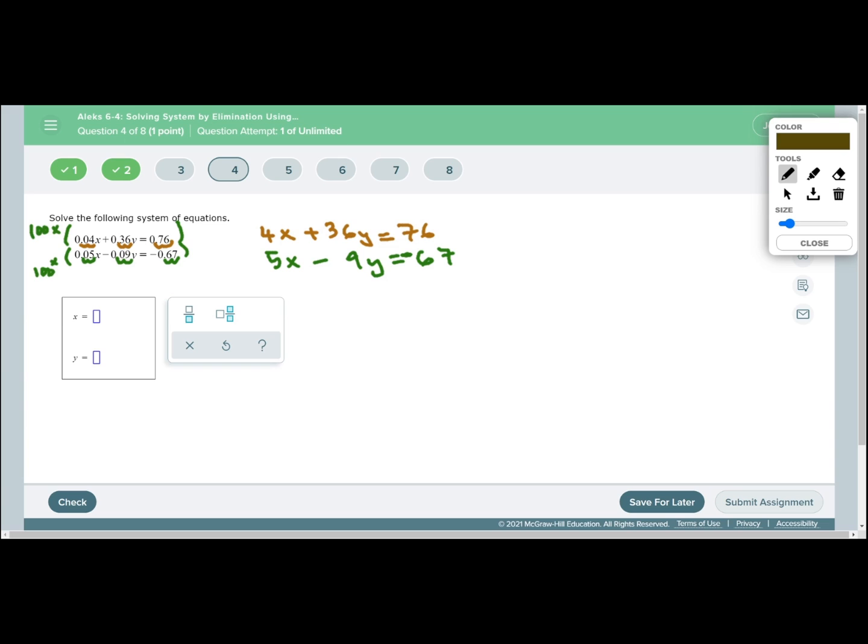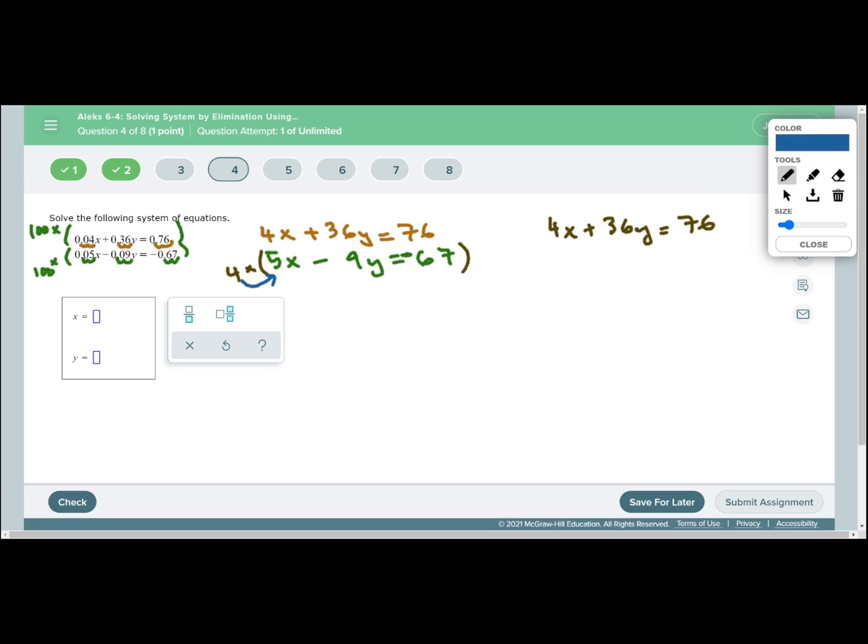You have to choose the number to cancel out either x or y. I can see that 9 goes into 36, right? 4 times. So I can turn 9 into 36 by multiplying this equation by 4. I don't have to multiply the first one because I can turn 9 to 36 just by one step, multiplying by 4. All right, so which means that we're going to keep the top equation, 4x plus 36y equal to 76, stay.